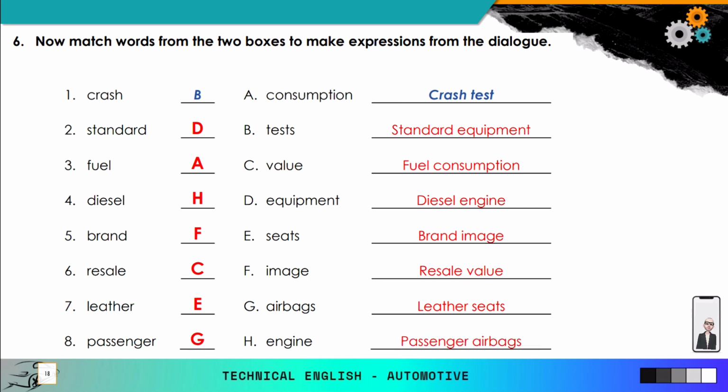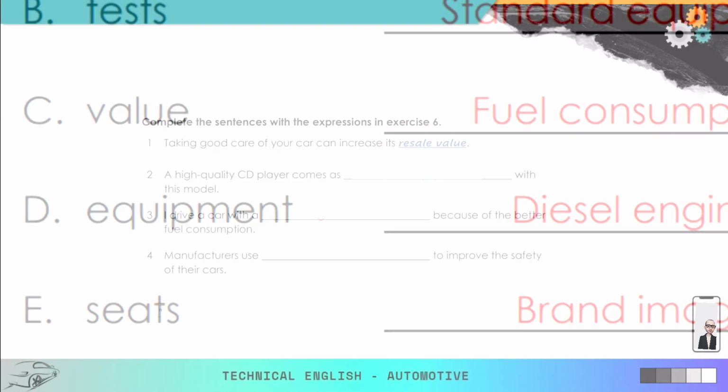Okay, so we have got crash test, standard equipment, fuel consumption, diesel engine, brand image, resale value, leather seats, and passenger airbags. Questions? If we don't have any questions, then let's move on to the next task. In the next task, you are going to have to use these words in sentences. So if you want, take a screenshot now, or just try to memorize these words because we will have to use these in the next task.